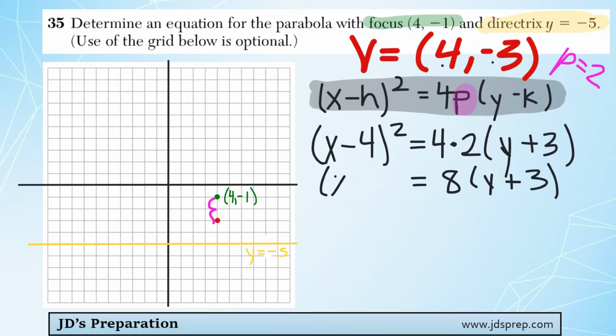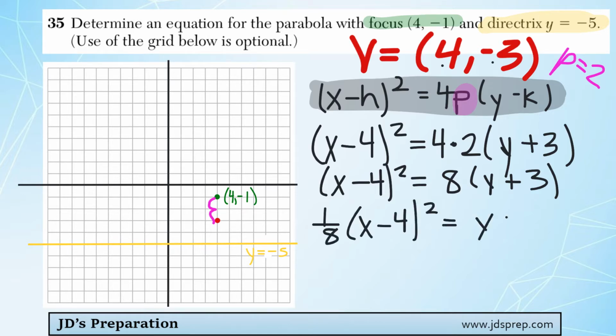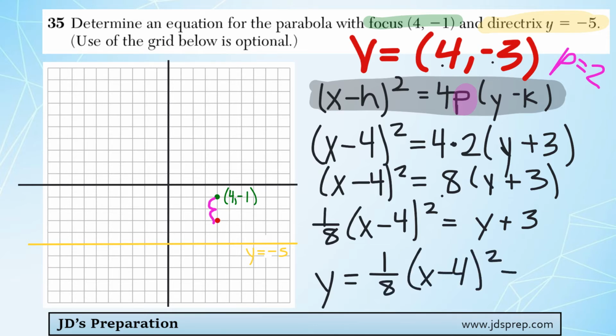I am also going to show you how to rewrite this by isolating y. So we can do that by dividing everything by 8. And we will get 1/8 (x - 4)² = y + 3. So you can see that by dividing by 8, that 8 got canceled out. And then finally, to isolate y completely, we would subtract 3. So our final equation would be y = 1/8 (x - 4)² - 3.